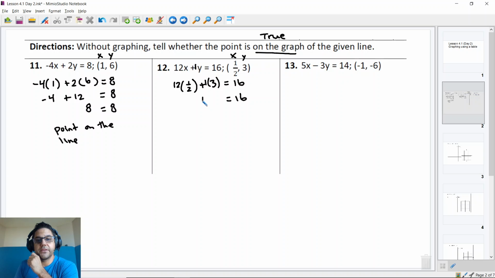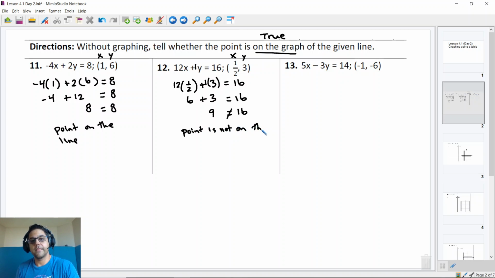And 1 times 3 is 3. Half of 12 is 6. 6 plus 3 is 9. Does 9 equal 16? No. So in other words, this point here might be close to the line, might be far away from the line, but basically the point is not on the line. It does not satisfy this condition of working with the equation.